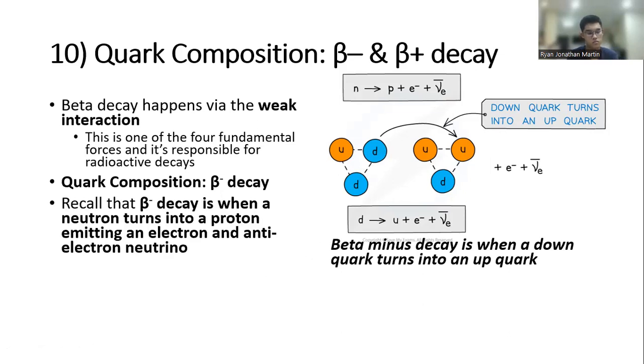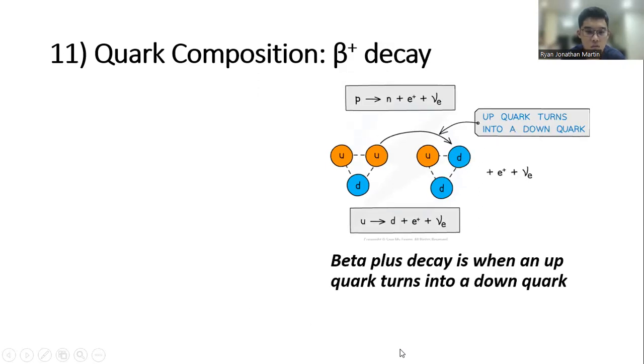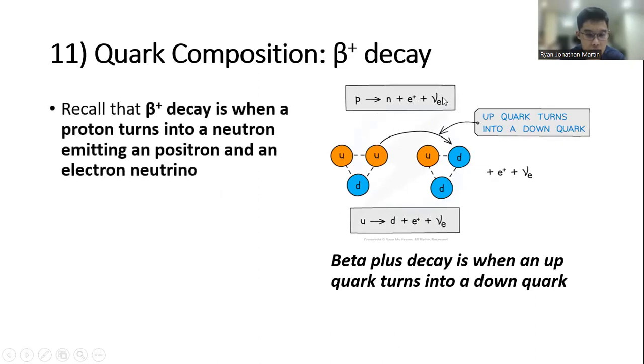Recall that beta minus is when a neutron turns into a proton, emitting an electron. That's your electron. That's the proton. So you should know up, down, down, up, up, down. So it's basically a down converted to an up. Beta plus is the same. It's a proton changing to a neutron, emitting a positron and electron neutrino. Memory work: proton is up, up, down. Neutron is up, down, down. So it's basically an up converting to a down.